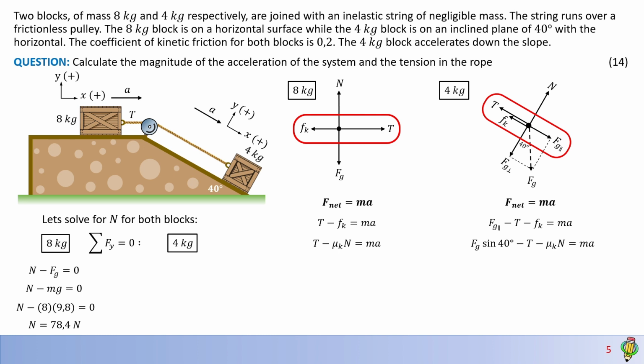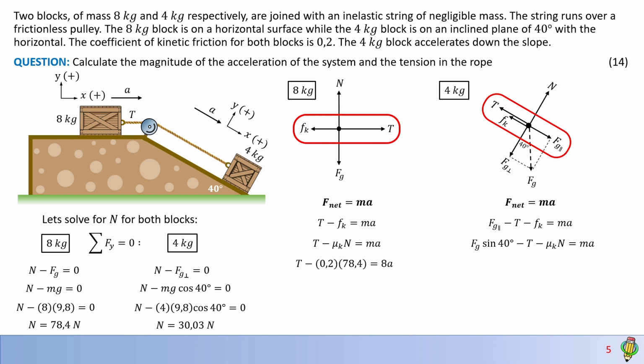In the y direction, we can see the normal is going in the positive side and Fg perpendicular is going in the negative side. Those are the only two forces in the y-axis, so we equate that to 0. We know our Fg perpendicular is Fg, which is mg cosine of 40 degrees. Then when we substitute and solve for the normal force, we get 30.03 newtons. Then we can go back and substitute back into our respective equations.